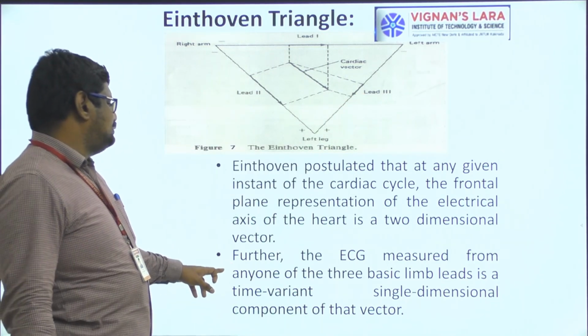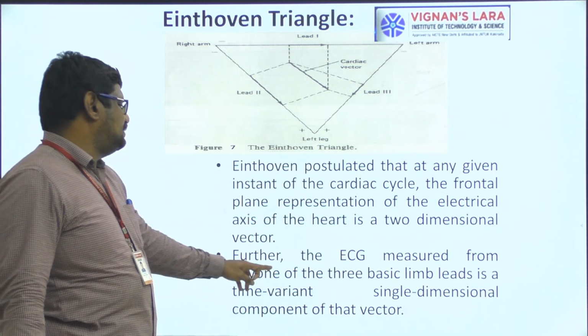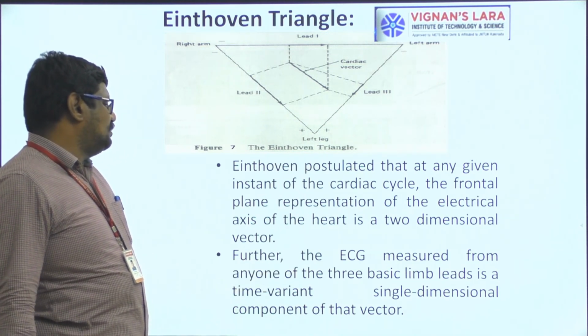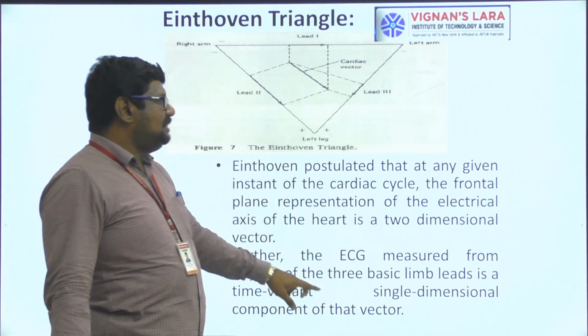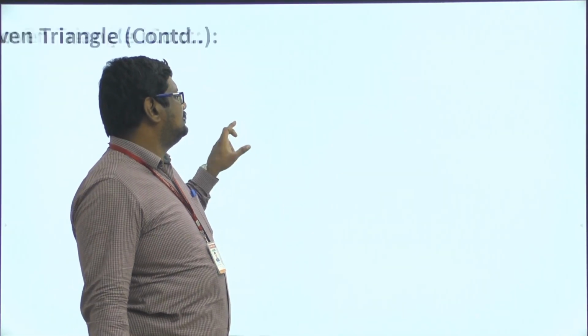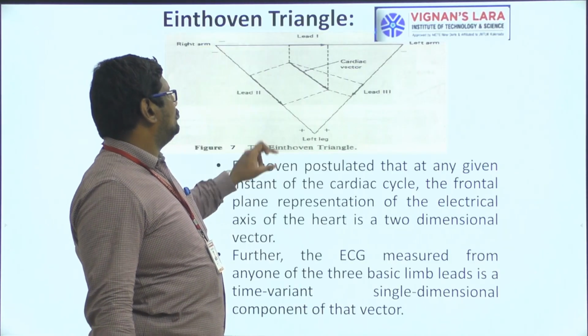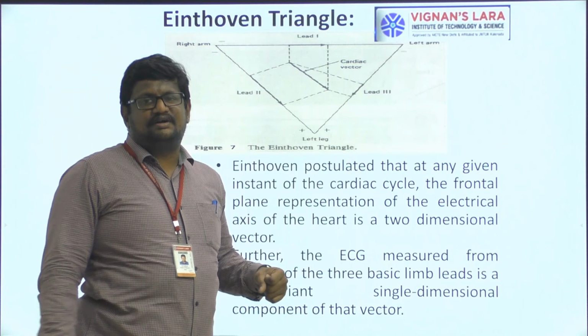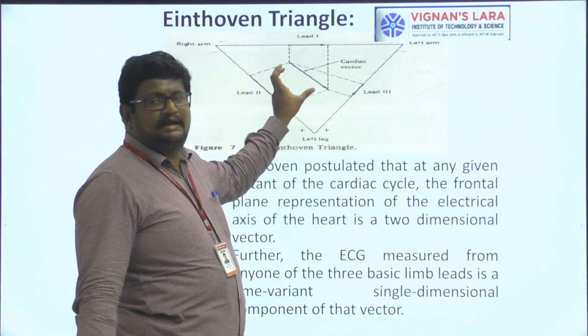Further, the ECG measurement from any one of the 3 basic limb leads is a time variant, single dimensional component of that vector. So, the final ECG that is measured is nothing but a single dimensional component. What is meant by that single dimensional component? The final outcome, what you want to measure as an instantaneous ECG, is nothing but a single dimensional vector.